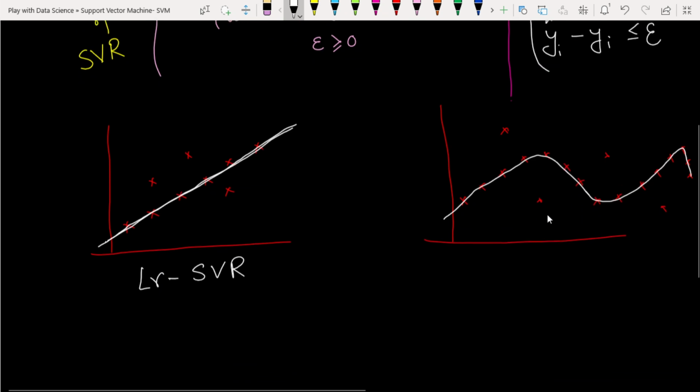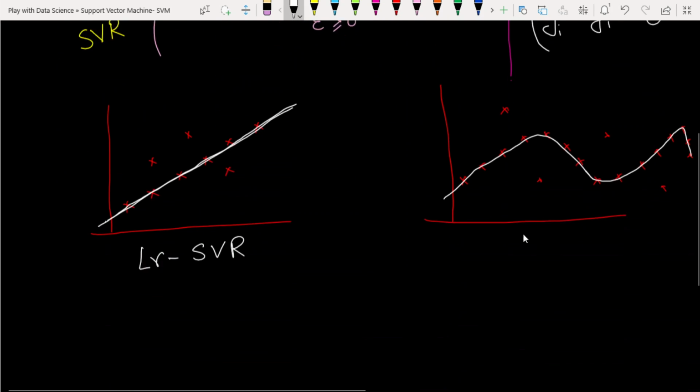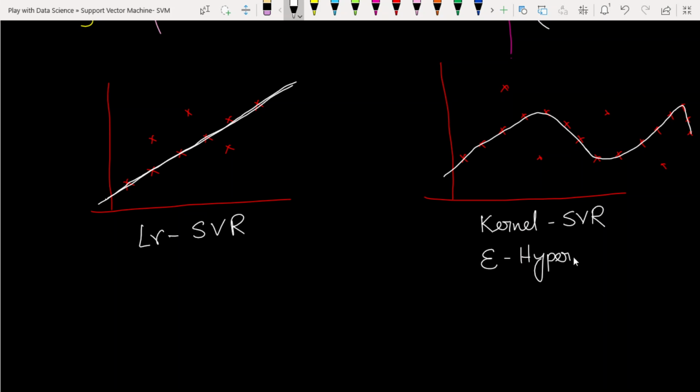Just see this. Here we cannot directly use this mathematical equation. Here we have to use the kernel concept that we discussed in previous lectures. Simply, here we have to use the kernel SVR, and we also have to choose our epsilon hyperparameter properly.